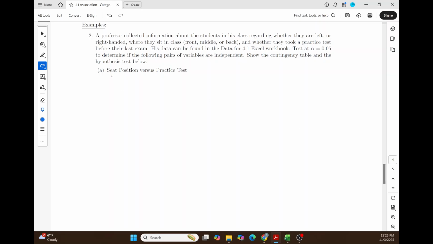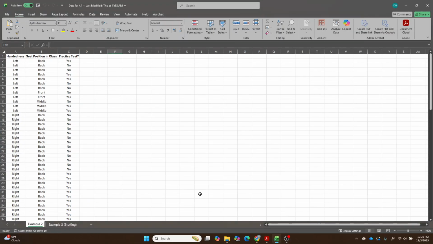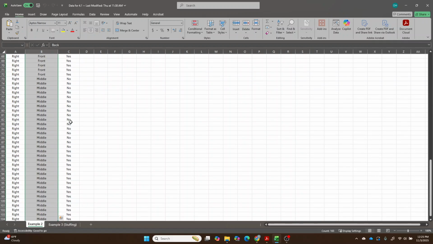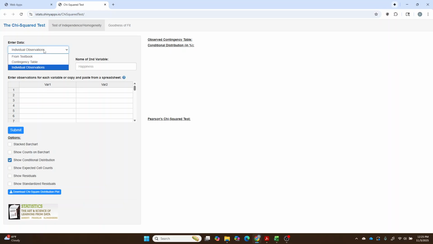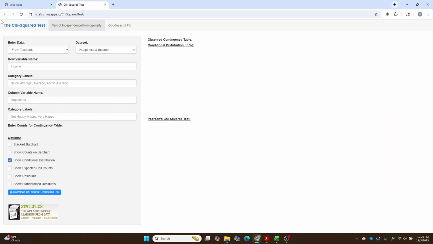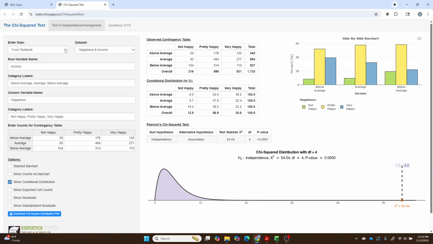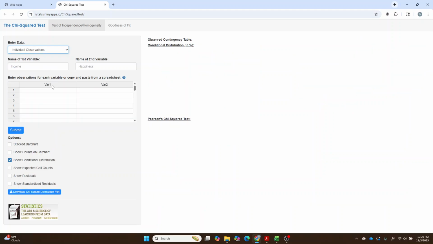Very good. So for part A, we want to compare seat position versus practice test. So I'm just going to take you over to the data. Seat position versus practice test. Okay, so we want to compare these two columns. So I'm going to start off by copying the first column, and then I'm going to go over to ArtofStat, and we're going to open up the chi-square test. We want the test for independence, and we want to use individual observations, okay? And then I can paste the data into that first column, okay? I just used Control V to paste it.